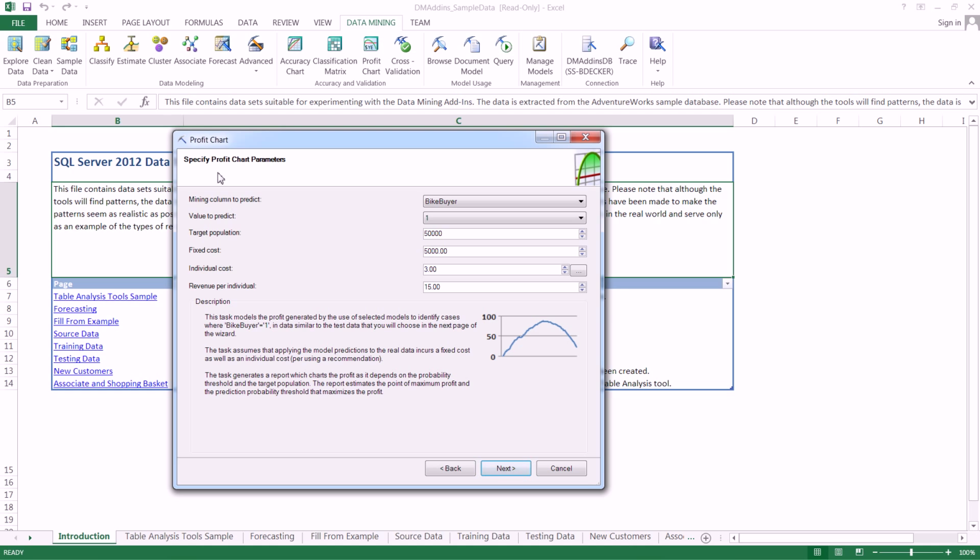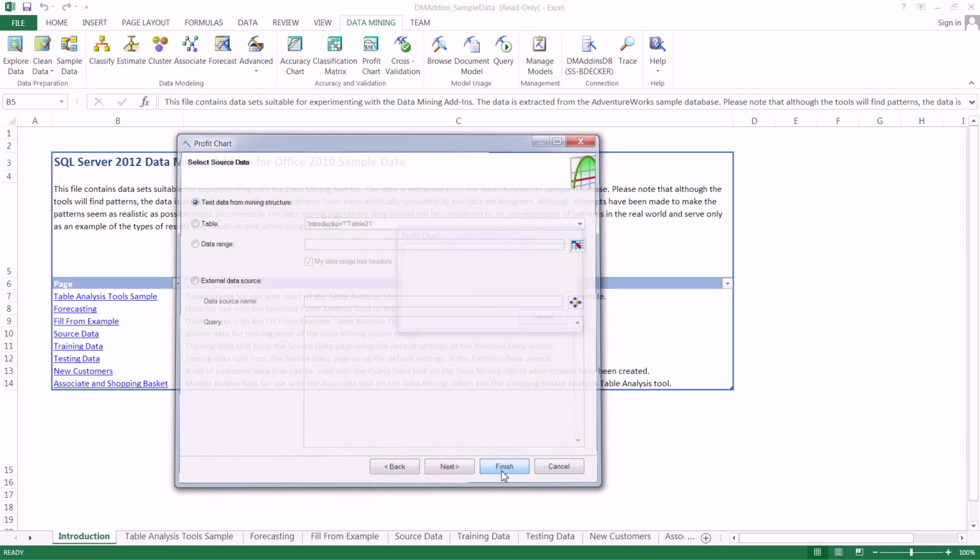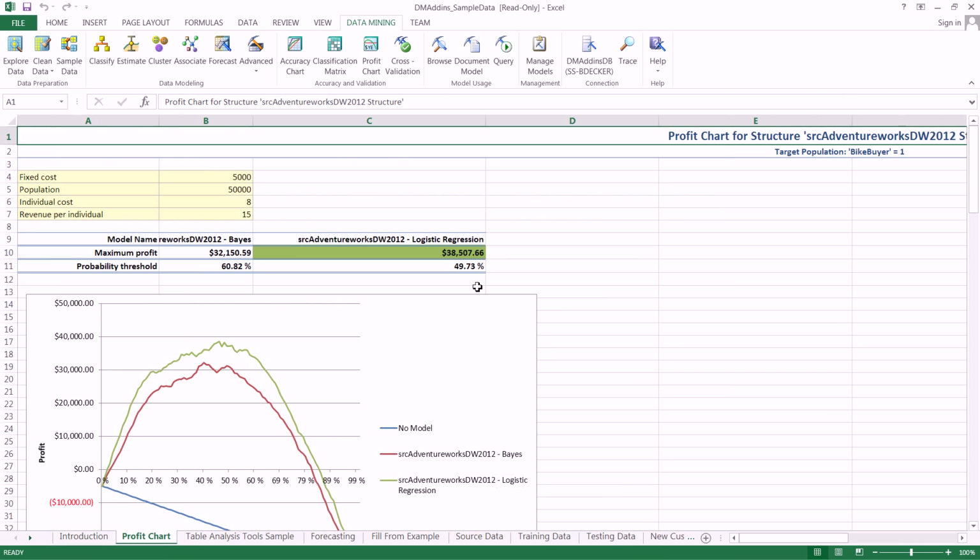Then we come to specify the profit chart parameters. We're not going to play around with this a whole lot. About the only thing we're going to change is the individual cost, up to about $8. Then we hit next. We're going to test our data from the mining structure, and then go ahead and finish. That's really all it takes to create the chart.